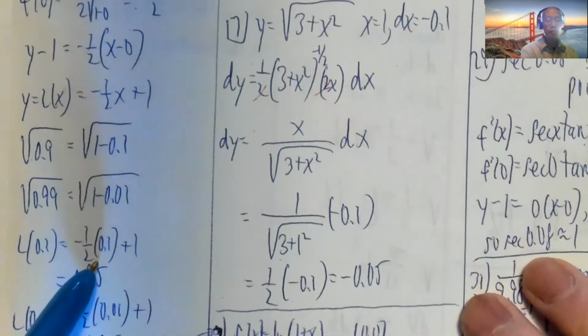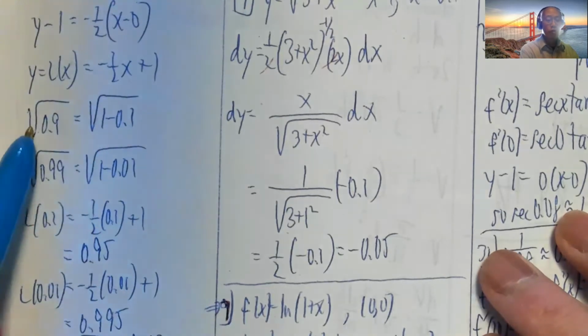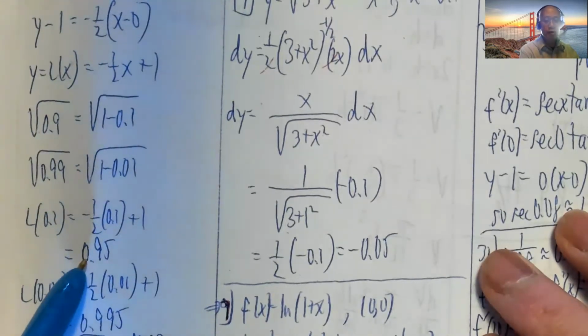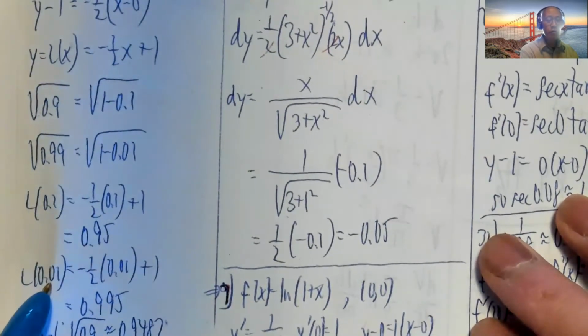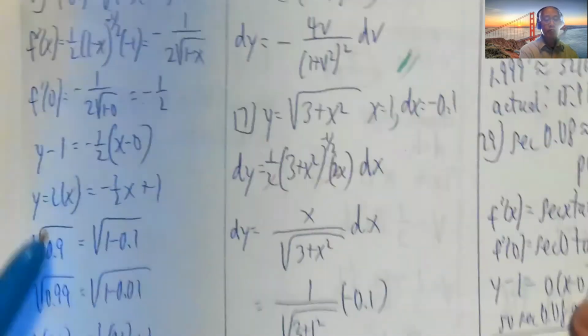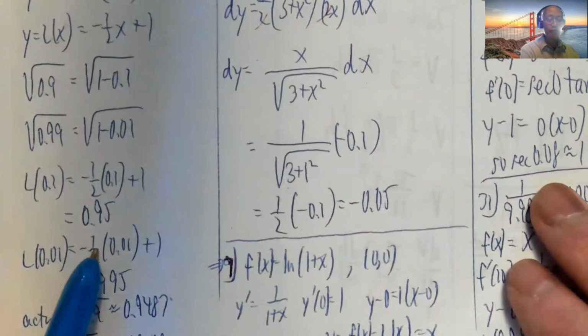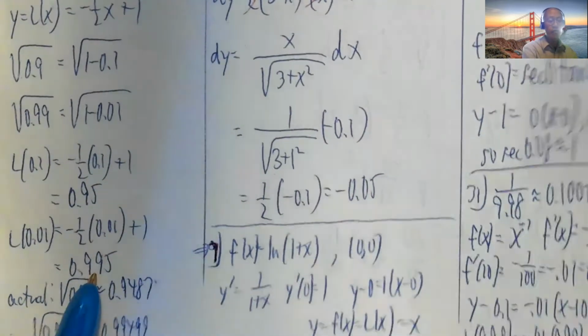Negative 1/2 times 0.1 plus 1, 0.95. So in other words, my guess for the square root of 0.9 is about 0.95. And then L of 0.01, which would be my approximation to 1 minus 0.01 is 0.99. I'm roughly estimating the square root of 0.99. It's negative 1/2 times 0.01 plus 1, 0.995.